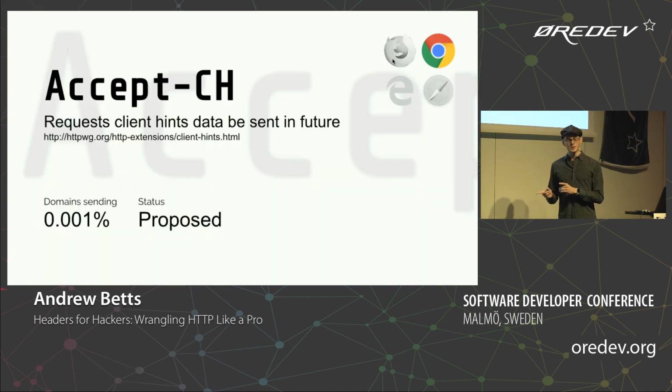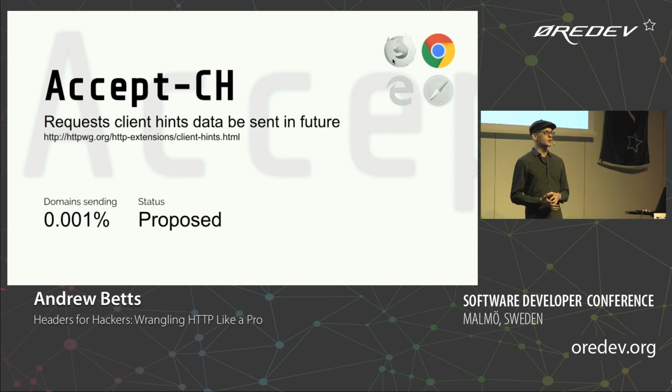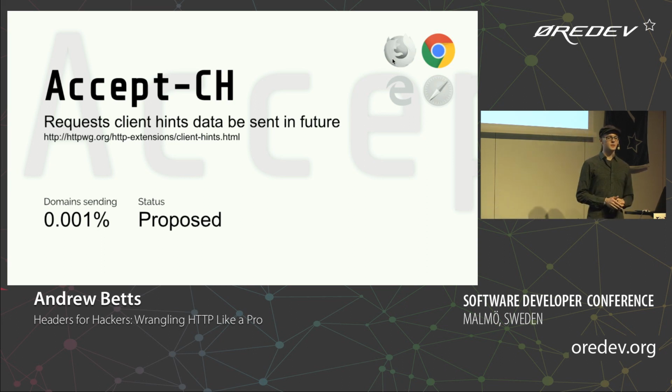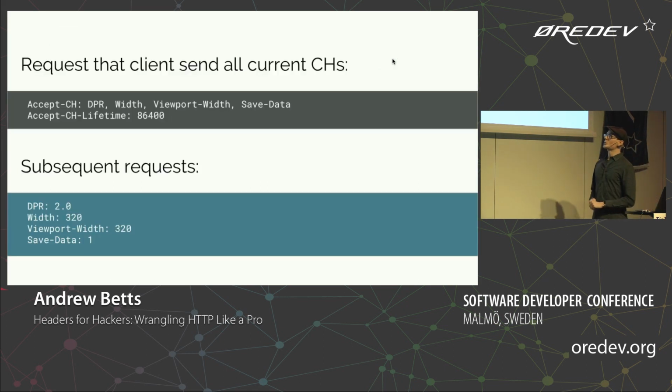Now let's go from security and privacy to performance. Who here has heard of client hints? So client hints is a mechanism for requesting that the browser send you additional information about the user's environment, about their device and about their browser, and potentially about their personal preferences. And we can request this using this Accept-CH header.